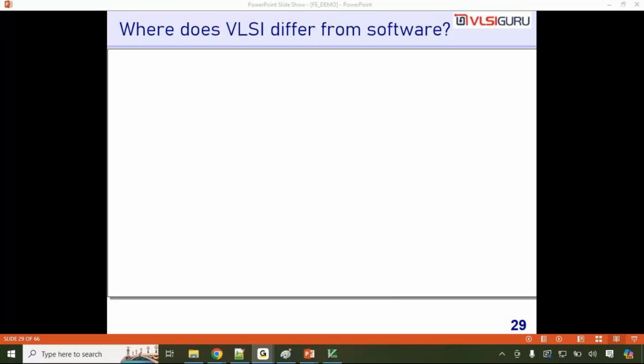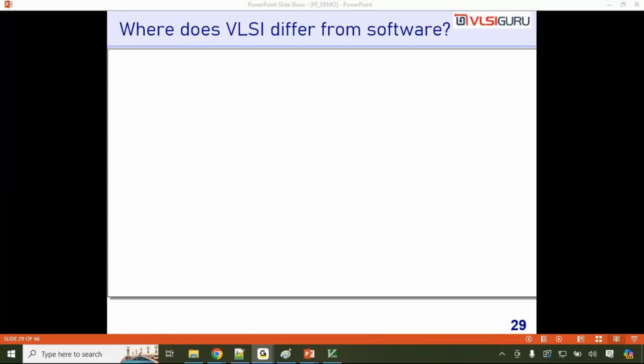So fine. We have seen in the previous slide how VLSI front end domain and software are similar. Let's understand where they differ. In summary, they differ in the backend domain. In software, there is no backend domain.